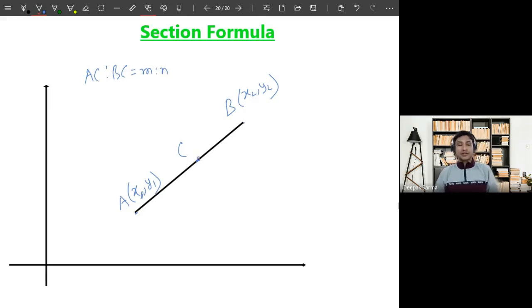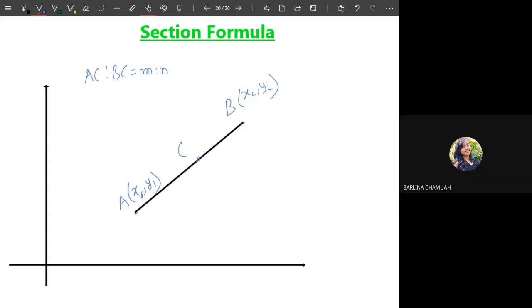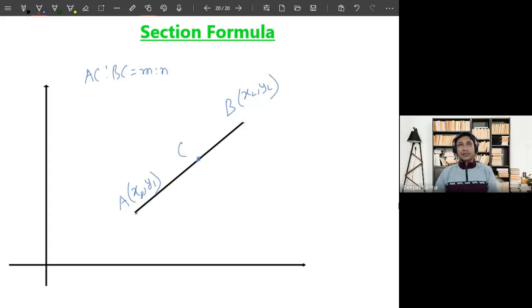Is the question clear? All of you? Yes, sir. When the points are given and the ratio M is to N is given, that is, you are going to stop in between A and B, the ratio is given. So you know x1, y1, x2, y2, M and N. These 6 numbers are known to us. Now, we have to find the point C, that is, the coordinate of point C.